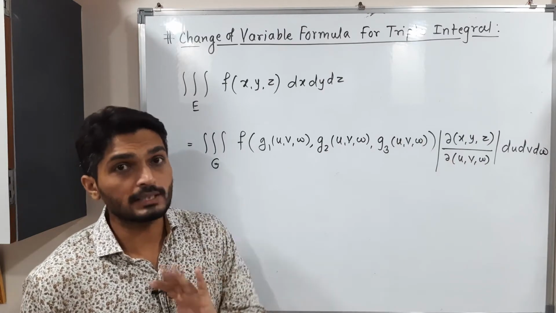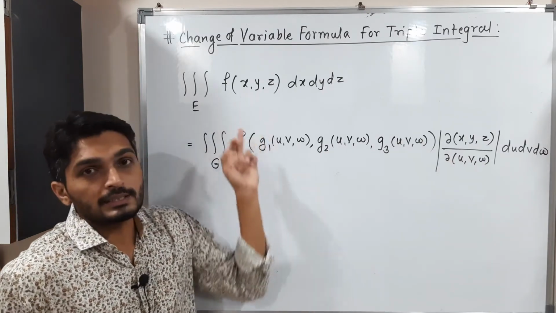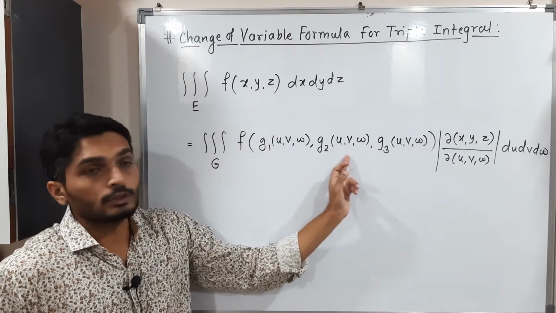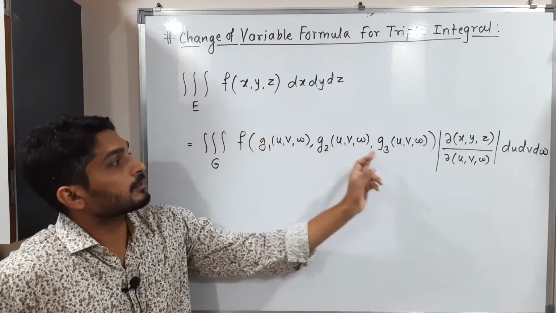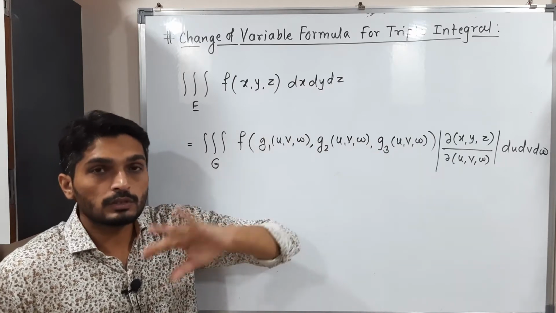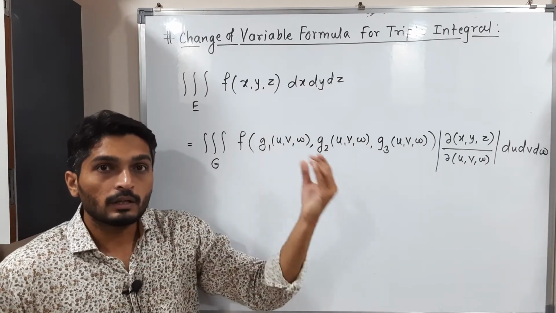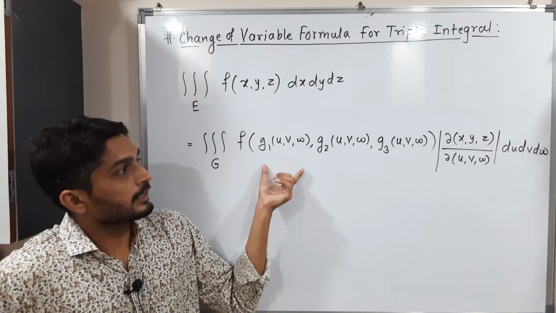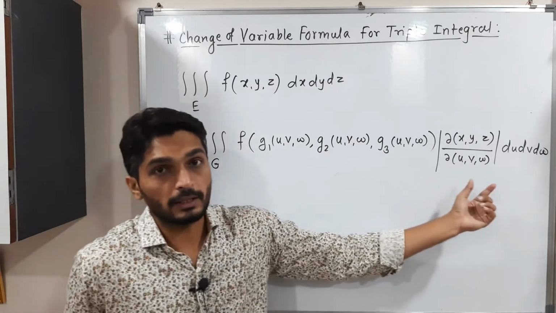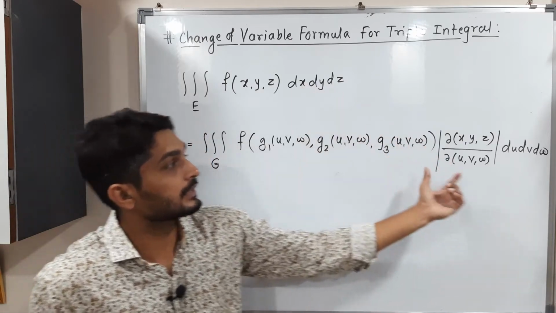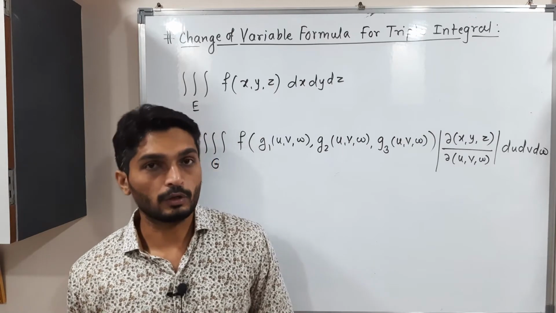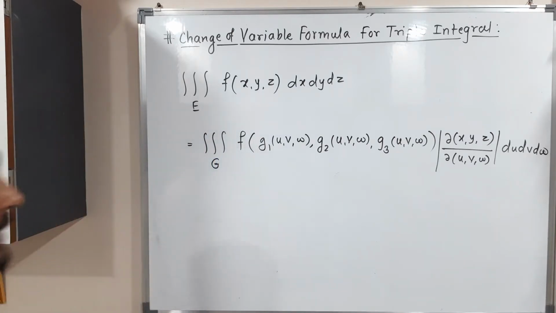That means we are putting x is equal to g1 of UVW, y is equal to g2 of UVW, and z is equal to g3 of UVW. So we can convert the entire problem in UVW. But in that case, we have to find the Jacobian, then only we can write dx dy dz is equal to Jacobian into du dv dw. You can make a screenshot of it. After that, we will discuss one example.